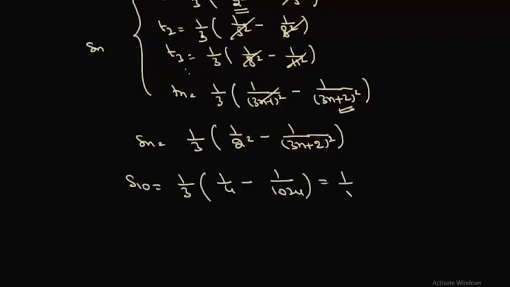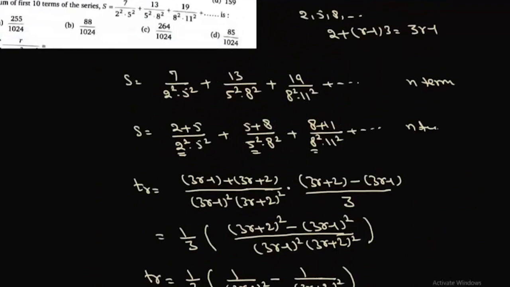Now this is 1 by 3, and the denominator will be 1024, and here it will be 256 minus 1, 255. If we divide it by 3, there will be 85 upon 1024. So the answer to this question is 85 upon 1024, which is your option B.